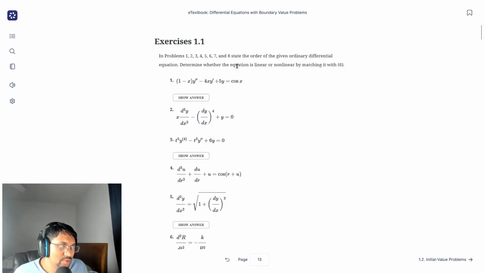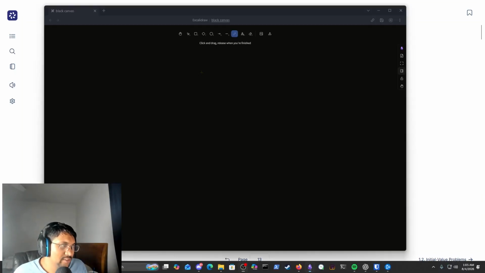So we're asked to state the order of the given ordinary differential equation and then determine whether the equation is linear or nonlinear by matching it with 6. And that, of course, is just referring to the definition of a linear or nonlinear ordinary differential equation. So if we look at 1 here, we have (1 minus x) y'' minus 4x y' plus 5y equals cosine x.